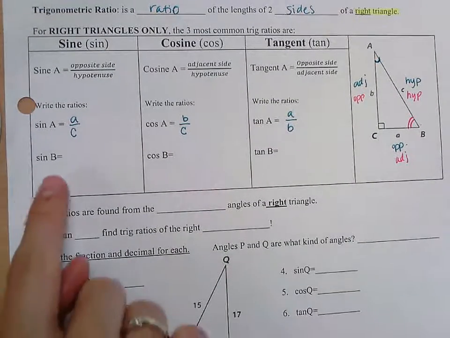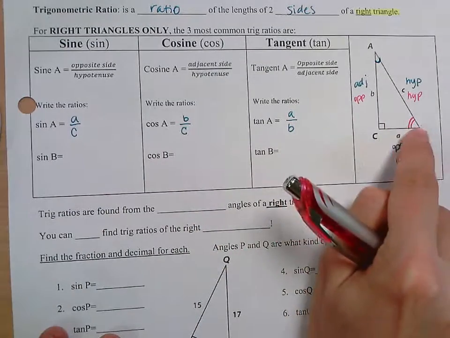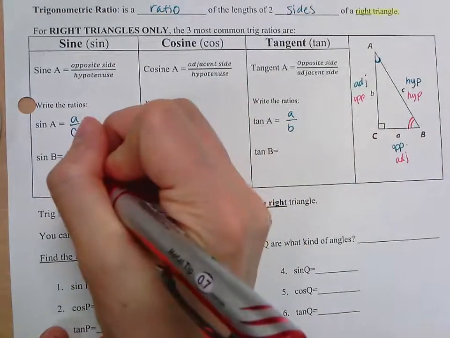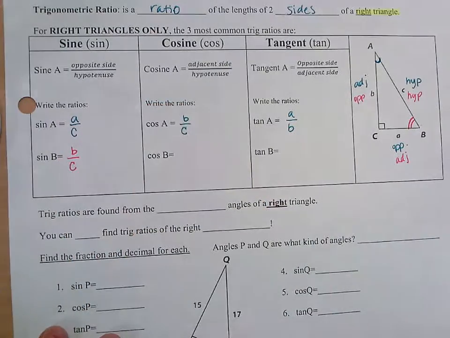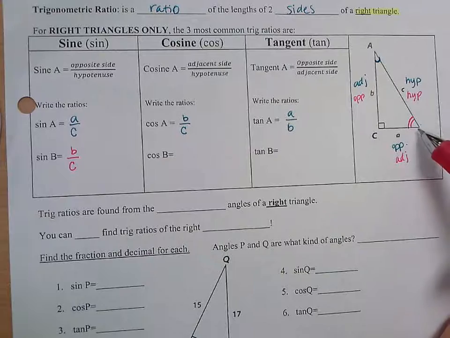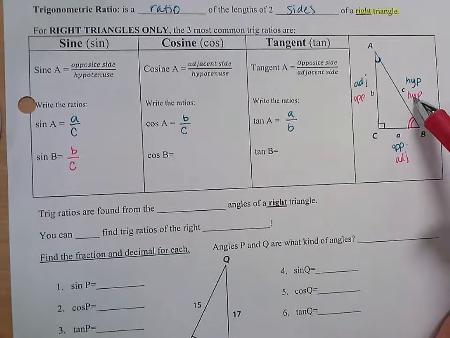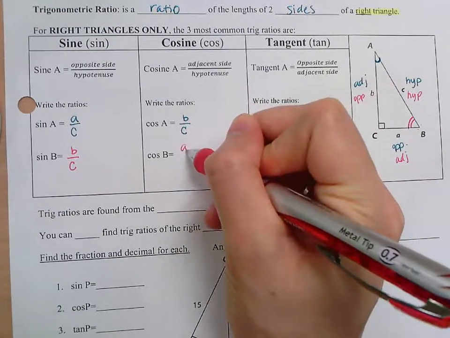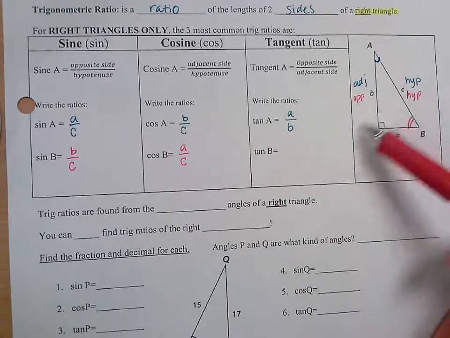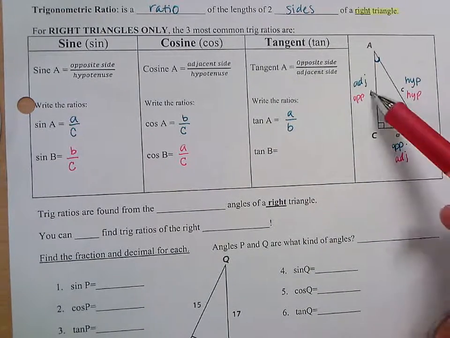Okay, so what happens is for sine of angle B, we have opposite over hypotenuse. So that's B over C. For cosine of angle B, that's adjacent over hypotenuse, so A over C. And then for tangent of B, it's opposite over adjacent, so B over A.